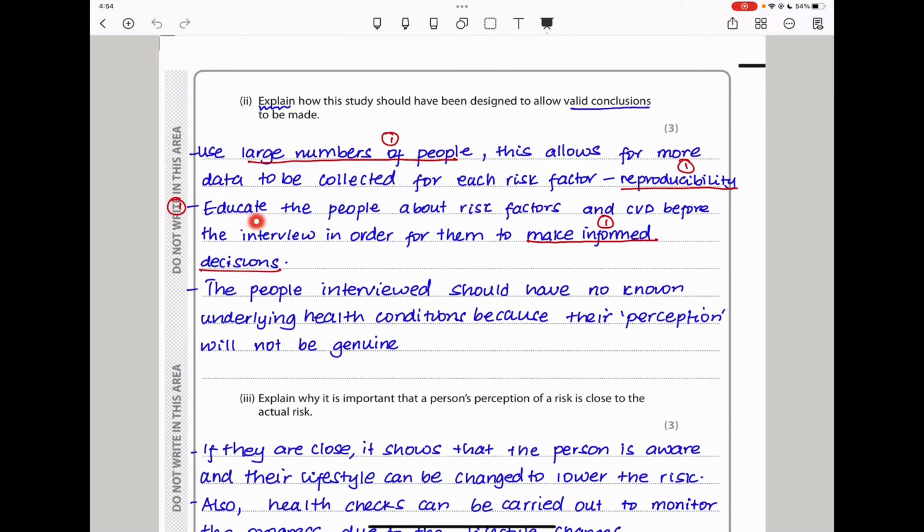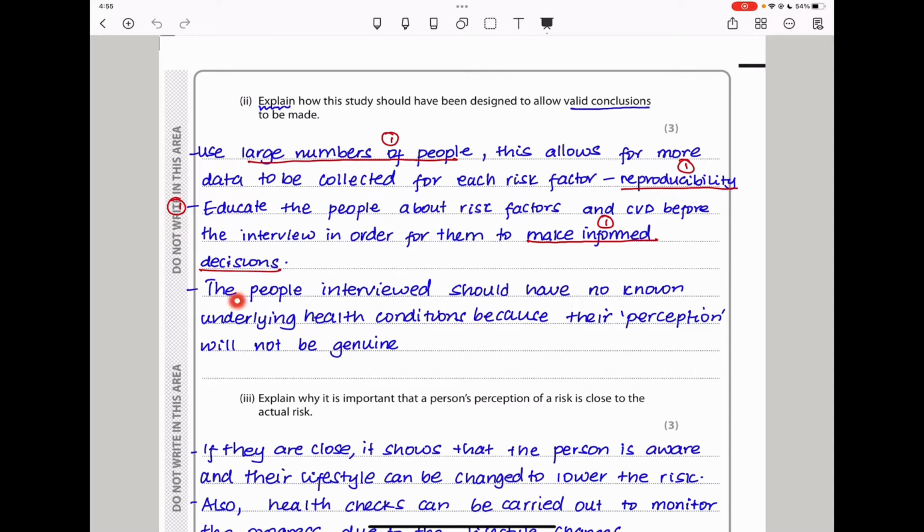So next I said you have to educate the people about the risk factors and CVD before the interview in order for them to make informed decisions. If you had interviewed somebody who doesn't know what cardiovascular disease is, what causes cardiovascular disease, they wouldn't know. They would just be guessing because you're asking them to make decisions that are not informed. However, the better way would be teach these people or educate them about cardiovascular diseases. You tell them salt intake, you tell them smoking and inactivity as well as the other things. Then they will be more informed so that when they are making decisions, they will be making informed decisions that are not going to bias your results.